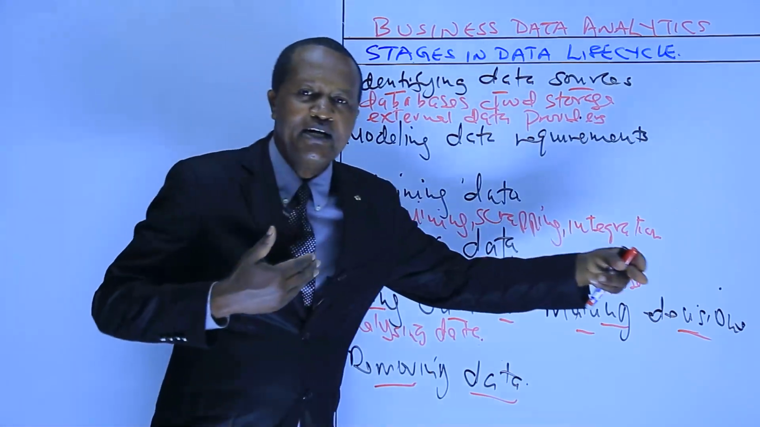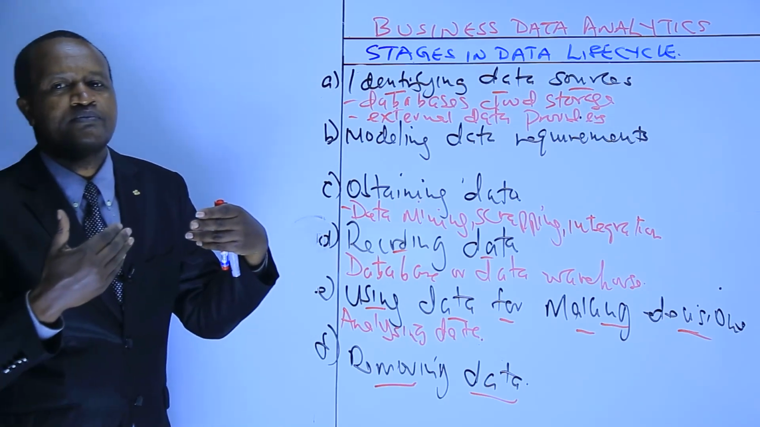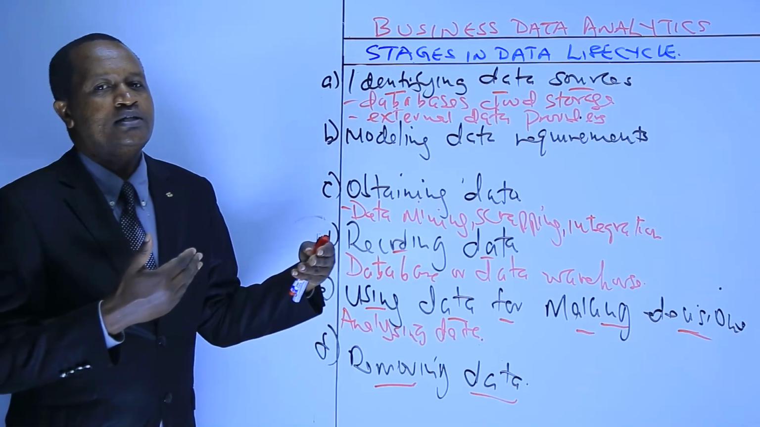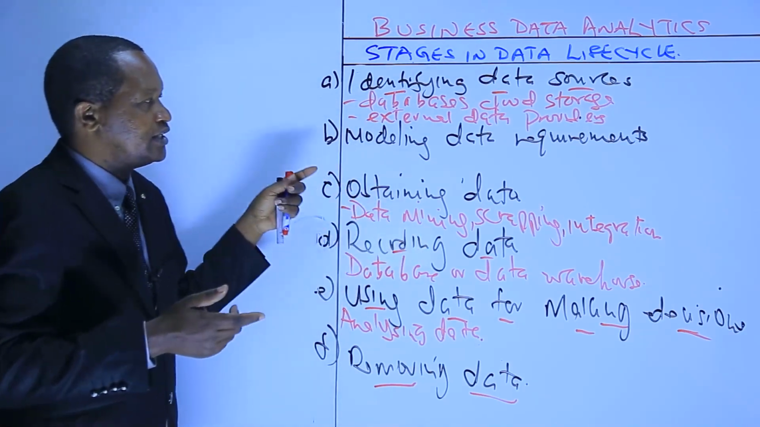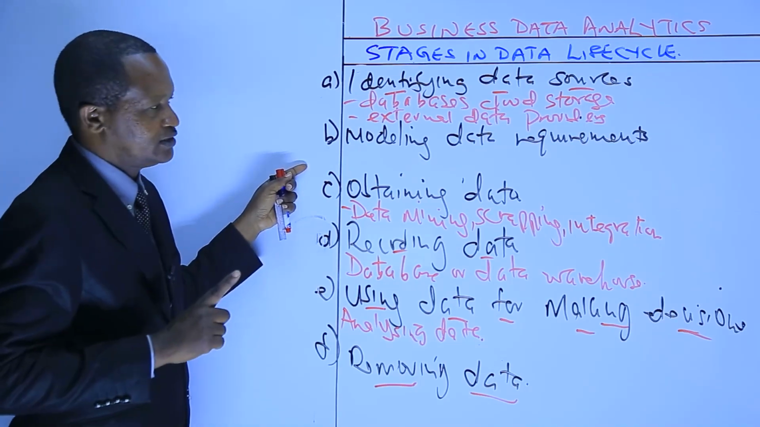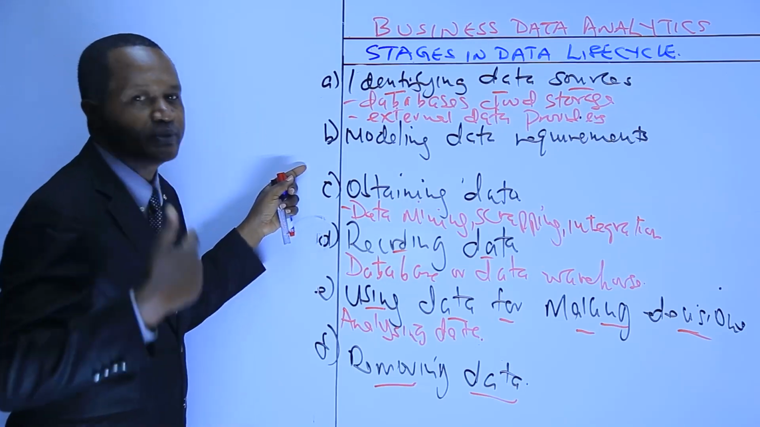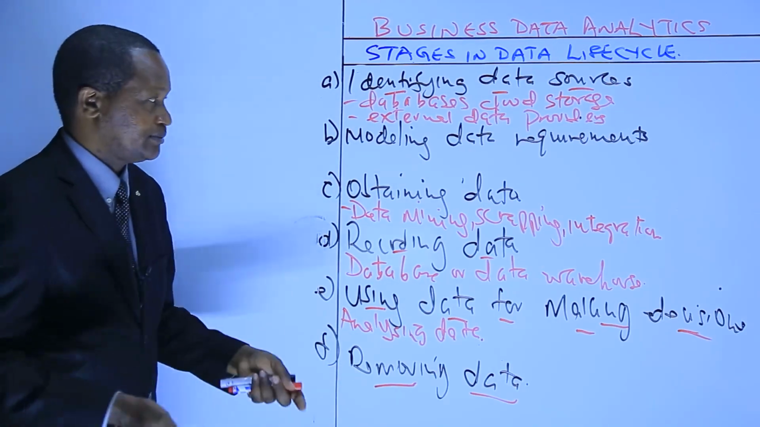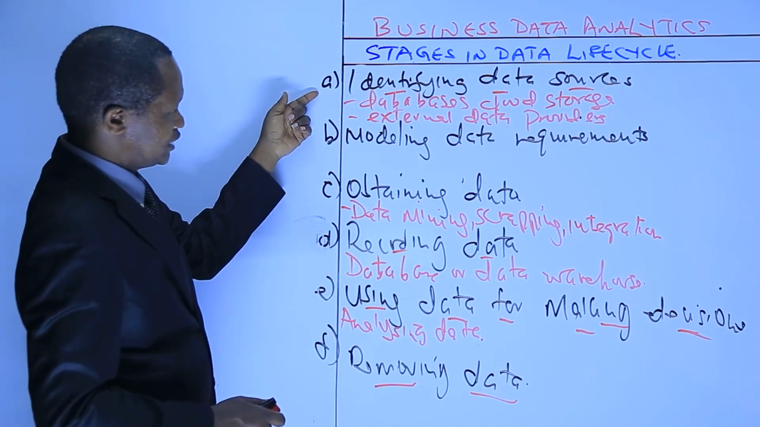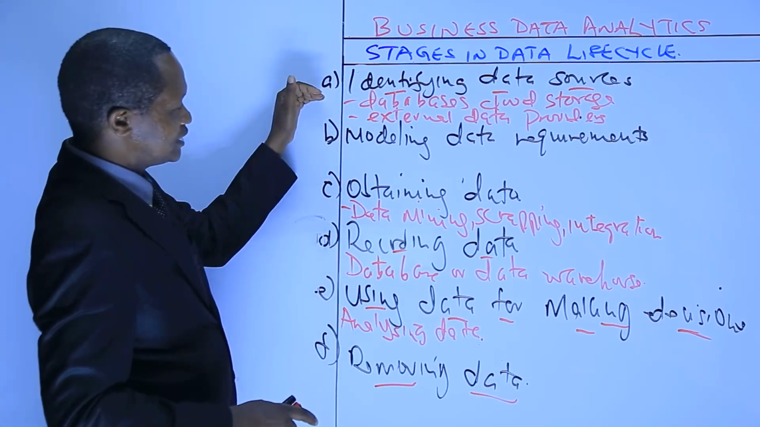Now, in closing, candidates, it is important to know that the data life cycle is not a linear process, because different stages may occur simultaneously or in different order depending on the organization's specific needs and circumstances. So as much as I've been explaining from point A to point C, it doesn't mean that at all times all these stages will be followed.